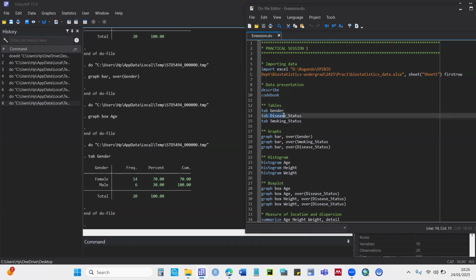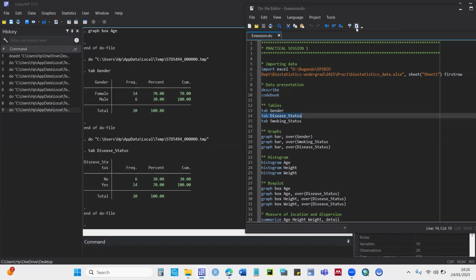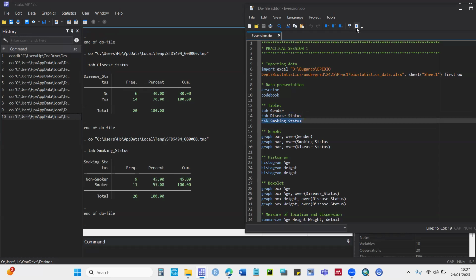But this is our outcome variable, disease status. We have 14 respondents who are diseased, and only 6 respondents who are not diseased. And for the smoking status, we can clearly observe that 50% were smokers and 45% were non-smokers.